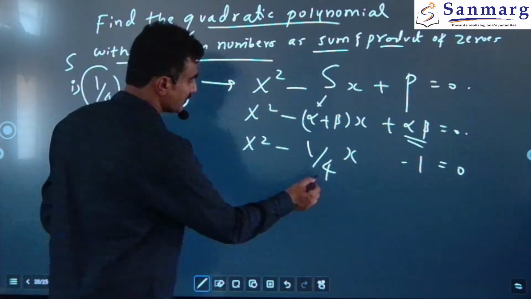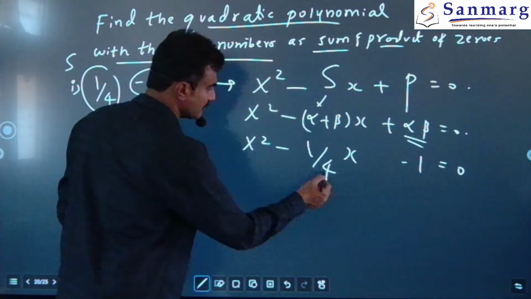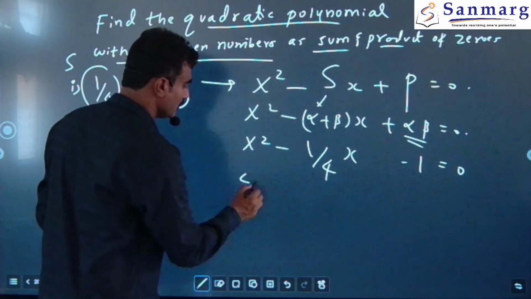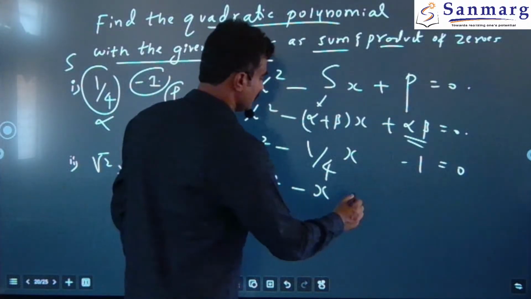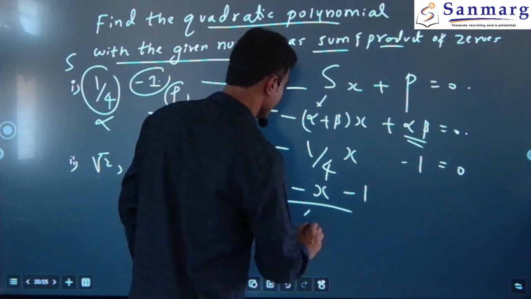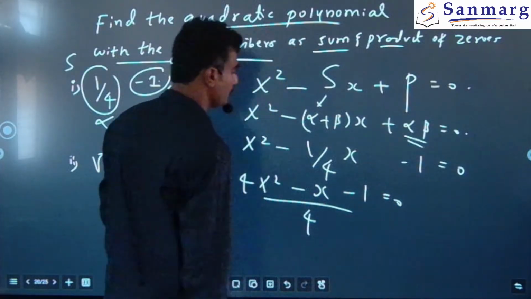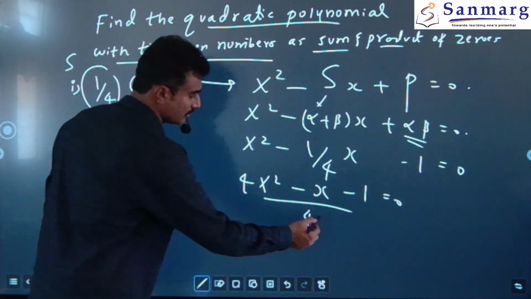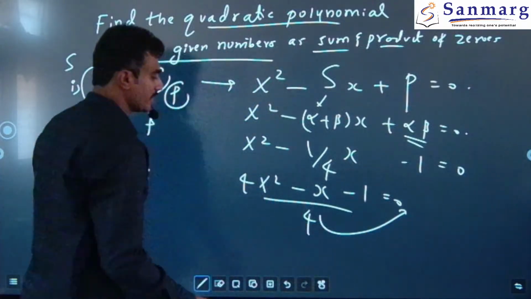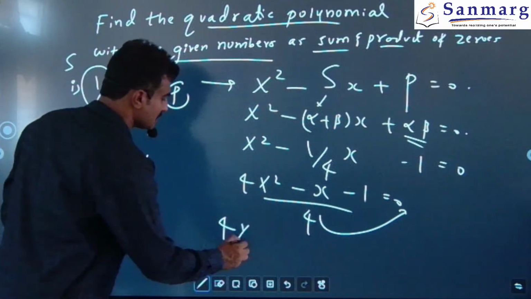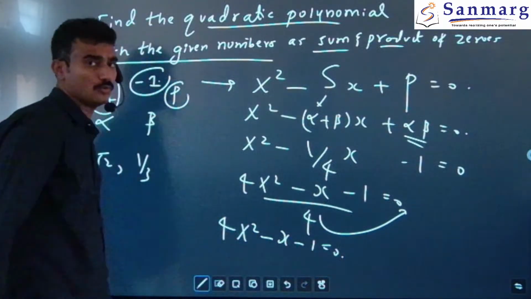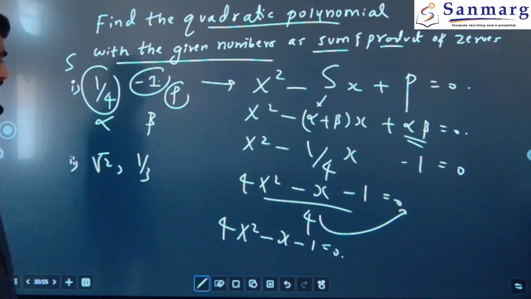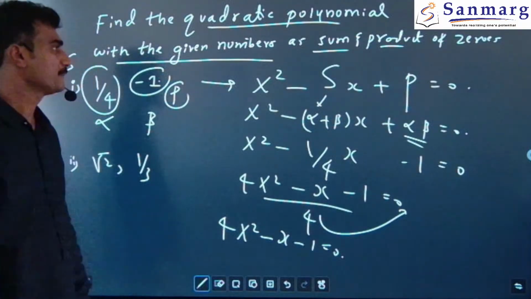After simplification, take the LCM as 4. Denominator is 4. We can write it as 4x square minus x minus 1 whole divided by the LCM 4 equal to 0. So if we take this 4 to the right hand side, we will get the equation as 4x square minus x minus 1 equal to 0.